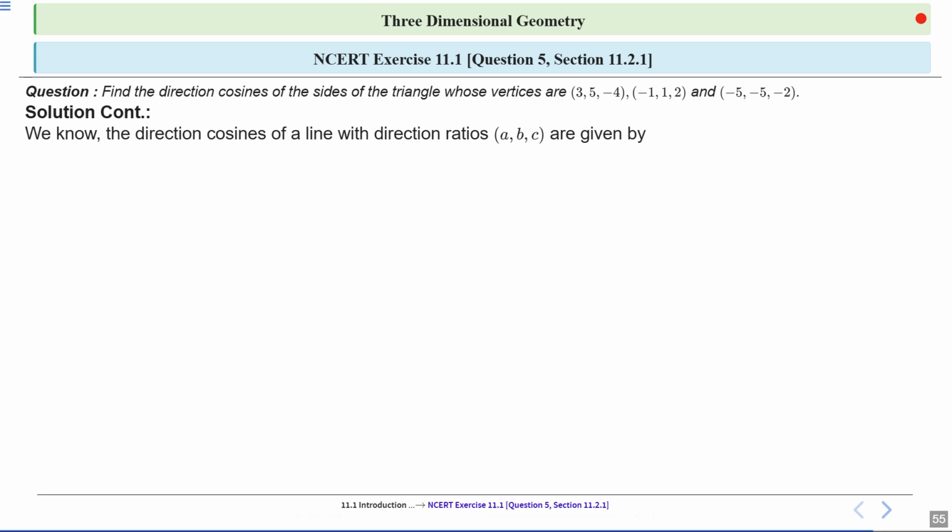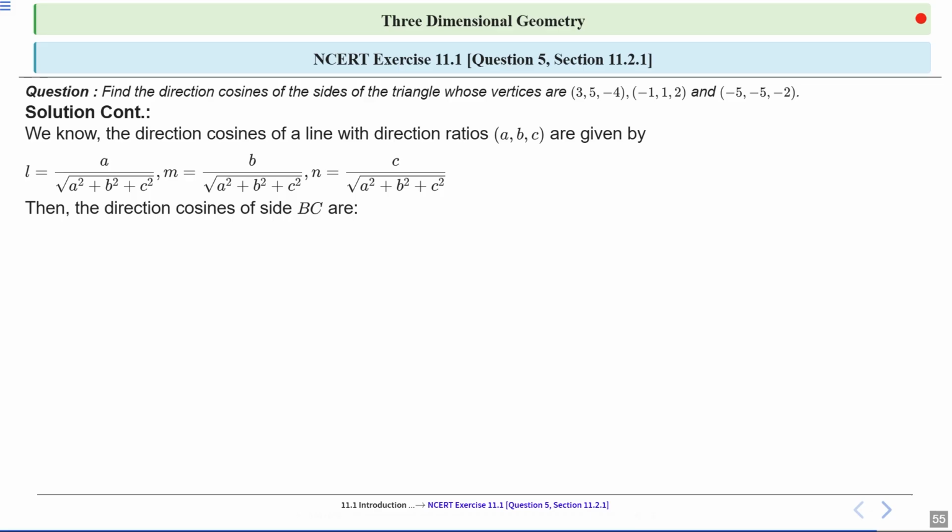We know the direction cosines of a line with the direction ratios a, b, c are given by l equals a divided by square root of a square plus b square plus c square, m equals b divided by square root of a square plus b square plus c square, n equals c divided by square root of a square plus b square plus c square. Then the direction cosines of side BC are l_BC equal to a_BC divided by d_BC, which is equal to minus 4 divided by 2 times square root of 17, and after simplifying we get l_BC equals minus 2 divided by square root of 17.